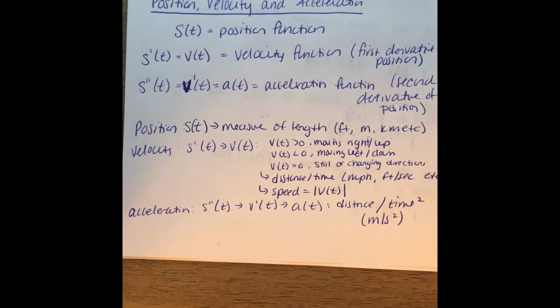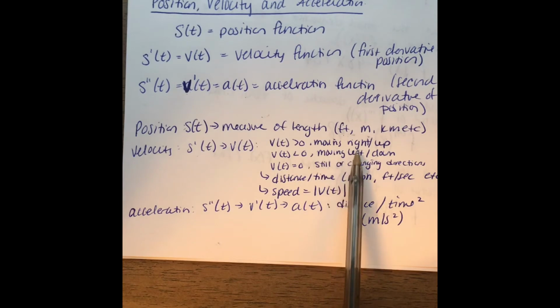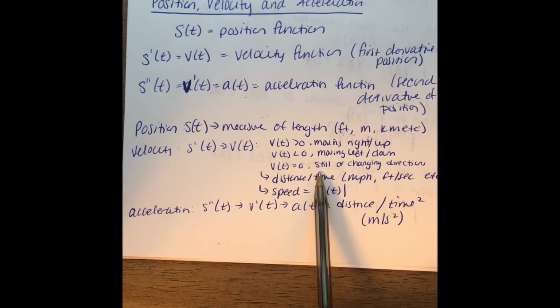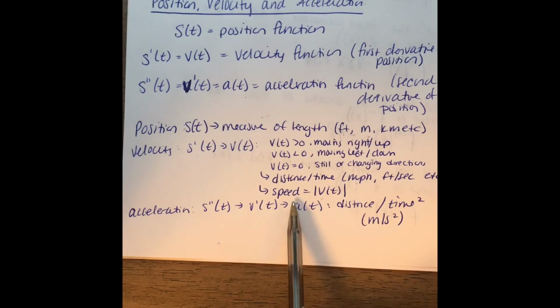And then you can go into a little bit more depth, saying that the position function is the measure of length, so feet, meters, kilometers. Velocity is the first derivative of position. If it's bigger than 0, then it's moving right or up. If it's less than 0, it's moving left or down. If it's equal to 0, the object is still or it's changing directions. So this is distance per time, so miles per hour, feet per second. And the absolute value of your velocity function is your speed. Acceleration is the second derivative of your position function, or the first derivative of your velocity function, and it's distance per time squared, so meters per second squared.